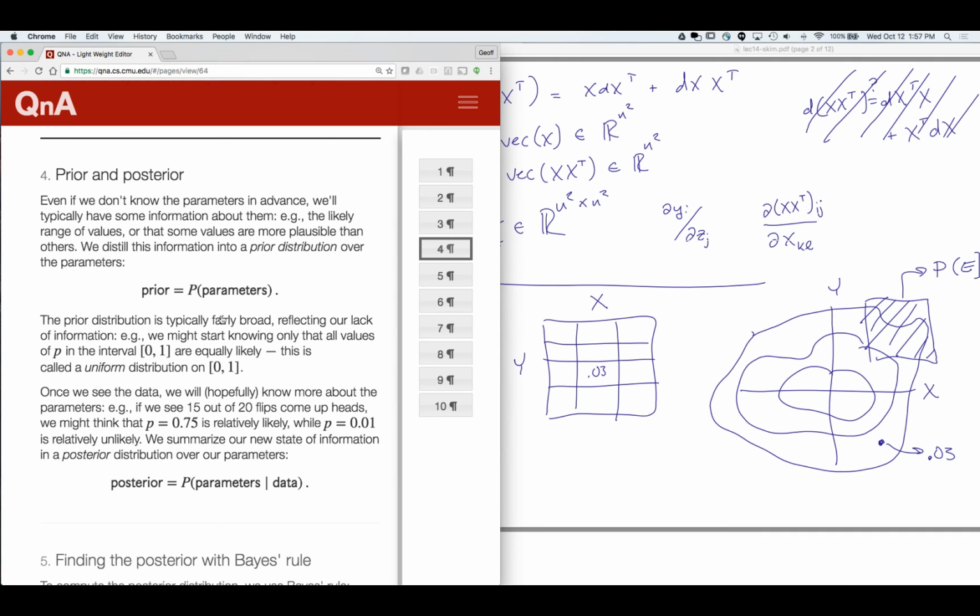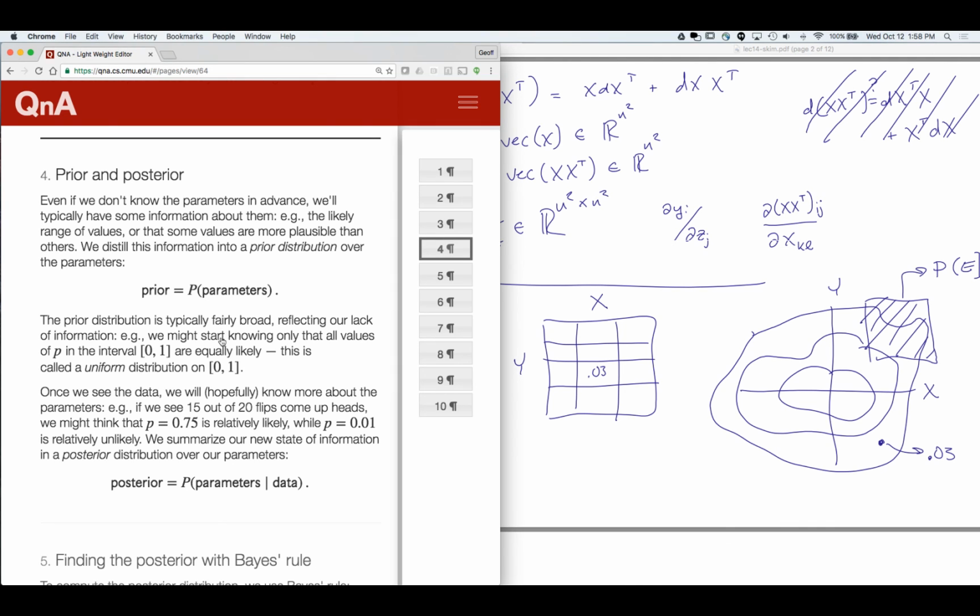So for example, for our coin, we might just know that its probability is somewhere between 0 and 1. We might think alternatively that it's somewhere closer to 0.5, right? Or we might think that this guy with the coin doesn't look very trustworthy, so we have a higher probability on it being biased.